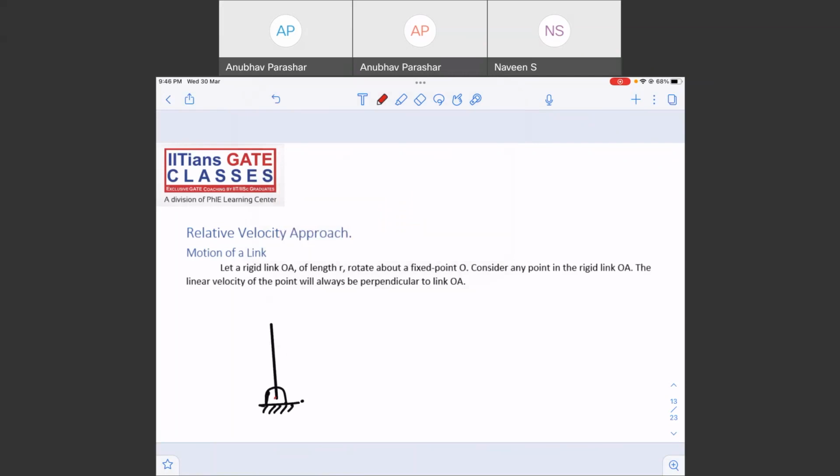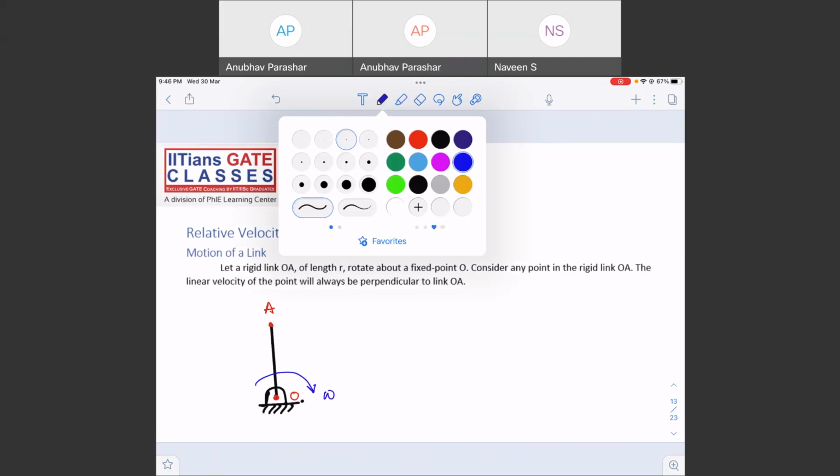This is a link, this point is O, this point is A, and this link OA is rotating about point O with some angular velocity omega. Right?